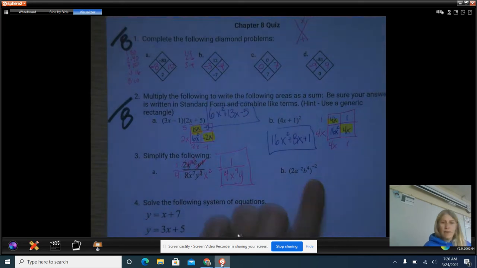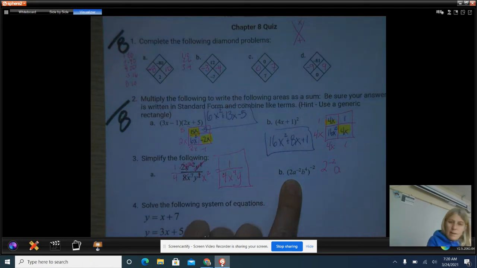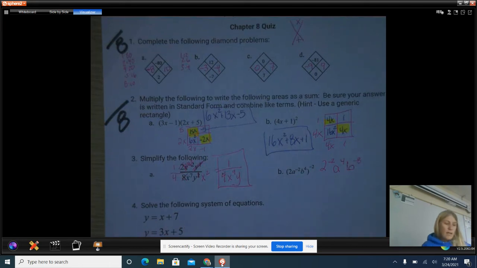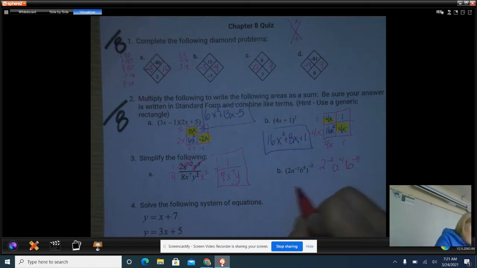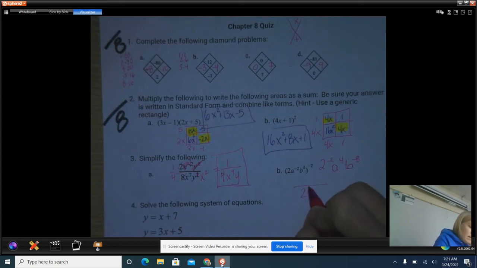Okay, here we have everything to the -2nd power. So we're going to apply that first to every item inside. So we have 2 to the -2nd. A, base stays the same. We multiply our powers. -2 times -2 is +4. And our B, 4 times -2 is -8. Now, anything that is negative, we're going to move to the other location, which is the denominator. So 2 to the -2 becomes 2 squared in the denominator.